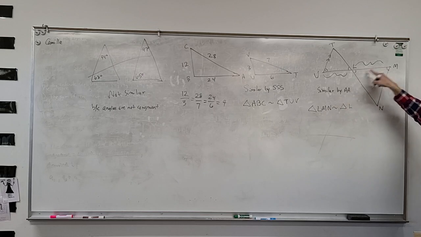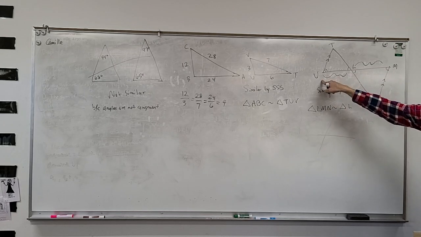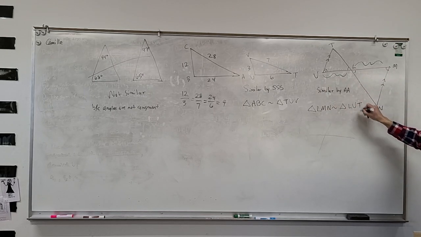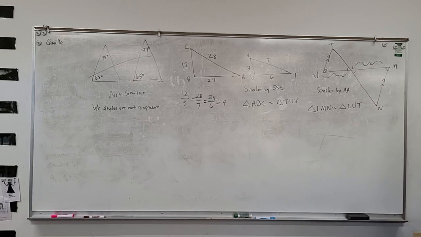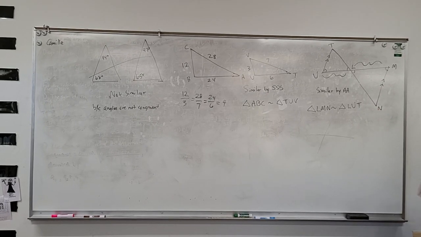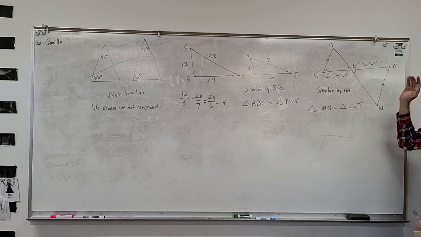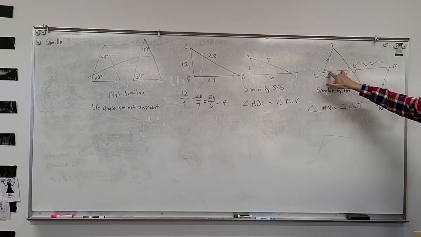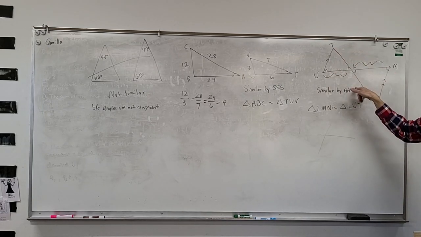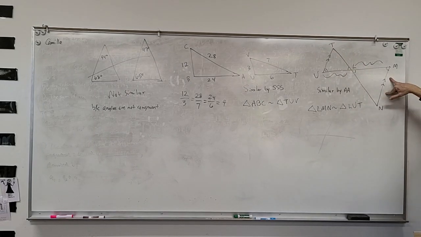If this goes from L to M, then this one has to go from L to U, right? And then the last one's easy. It's just the only other vertex left. Okay? So these that do that crisscross with vertical angles, they will always work out like that. This side will correspond to this side, and this side will correspond to this side. This side will correspond to that side. Okay?